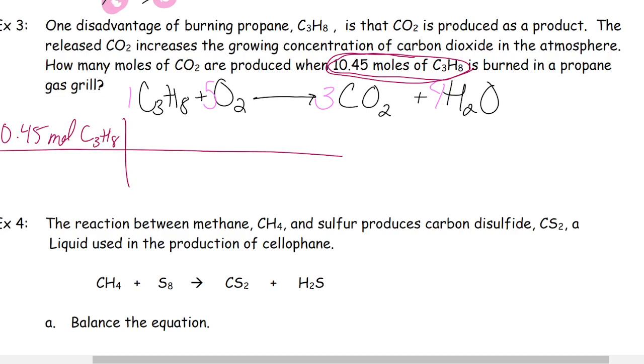Already, even if you do not understand what the next step is, you can earn yourself 2 points because I have this and this. That is 2 points just by setting it up that way and showing me that you understand you're going to be using this process. You can earn yourself a 3rd point by bringing down your unit that you know you're going to do every single time. So moles of C3H8 would come down here. That is already 3 points. And I haven't really even looked at the question yet.